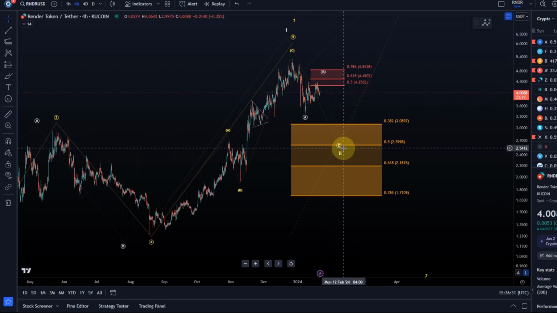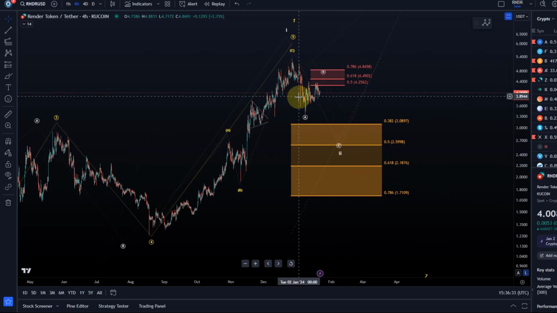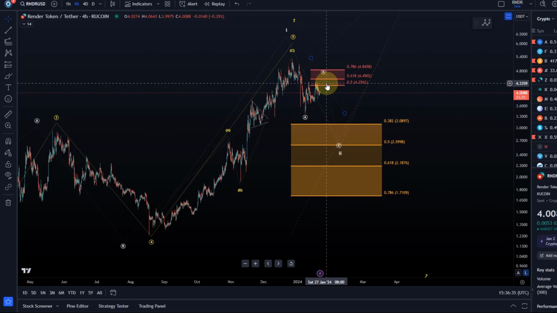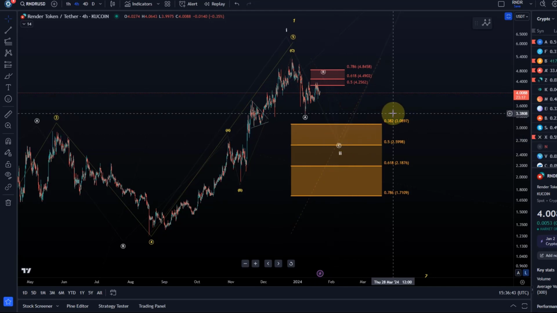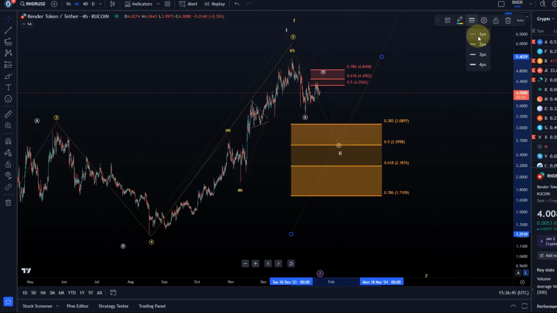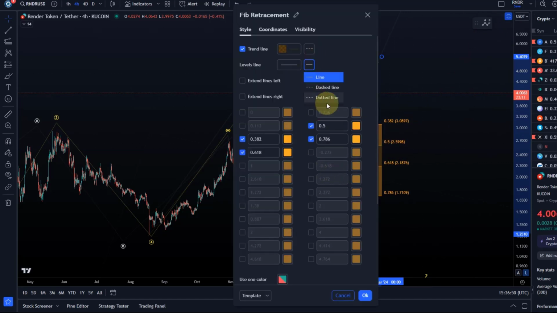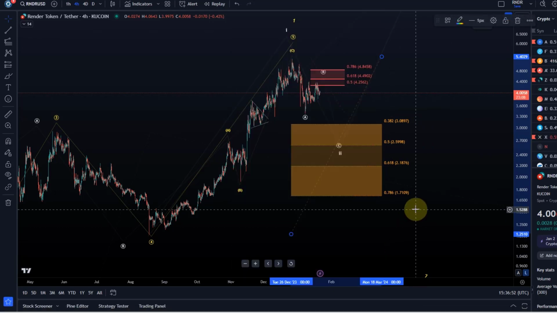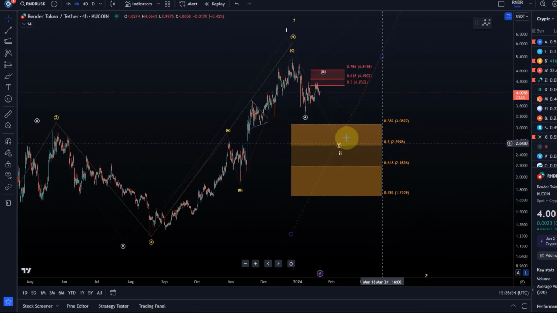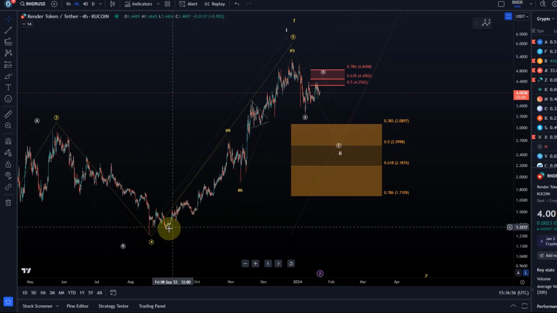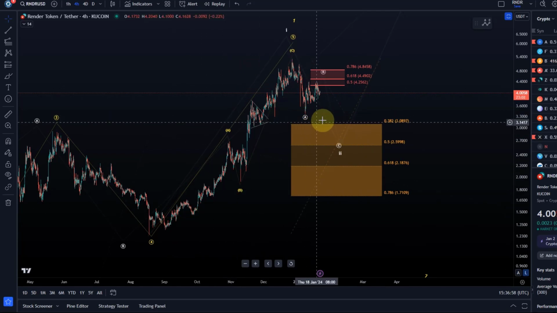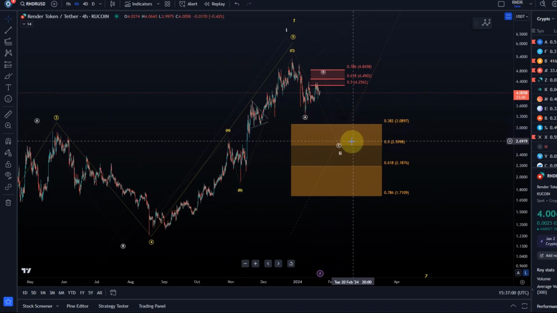So basically this pullback isn't even over yet. The A wave seems finished. The B wave is likely unfolding now. We're still moving in very messy corrective structures, and the C wave should then be a 5-wave move to the downside that takes us into the support range or trading area. It's basically an area in which the price should turn around if this scenario is correct. That doesn't mean it will turn around, but it means this is an area where anybody who's interested in Render might want to look for long opportunities.